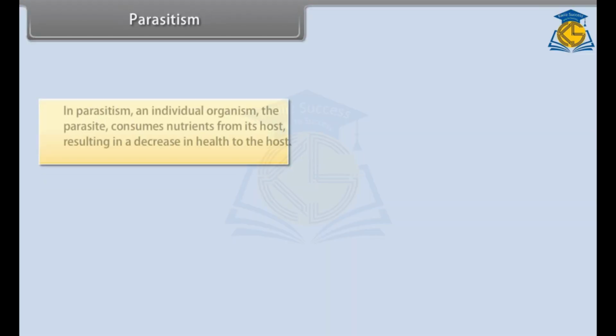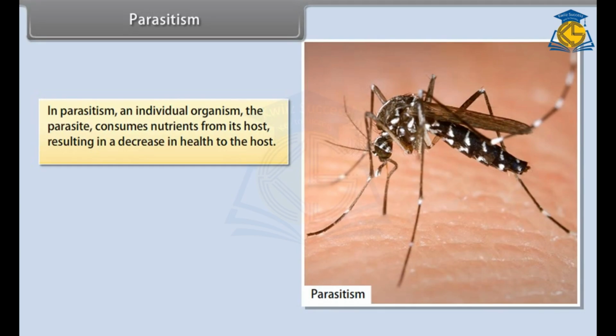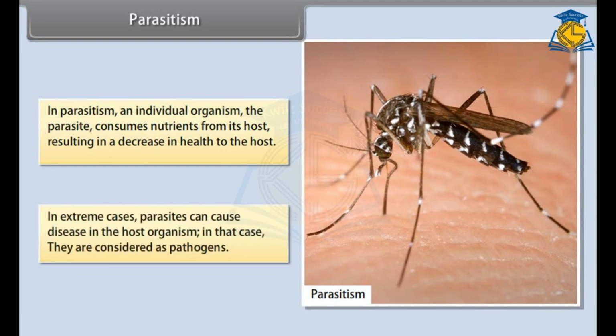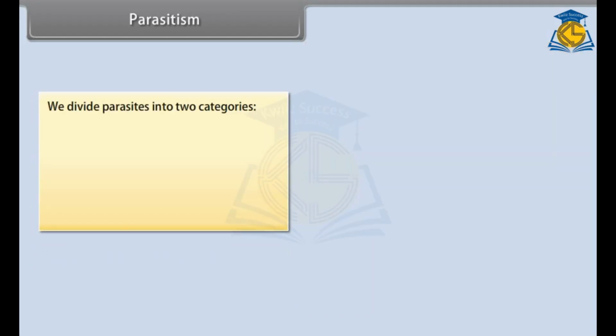Parasitism. In parasitism, an individual organism, the parasite, consumes nutrients from its host, resulting in a decrease in health to the host. In extreme cases, parasites can cause disease in the host organism. In that case, they are considered as pathogens. We divide parasites into two categories.